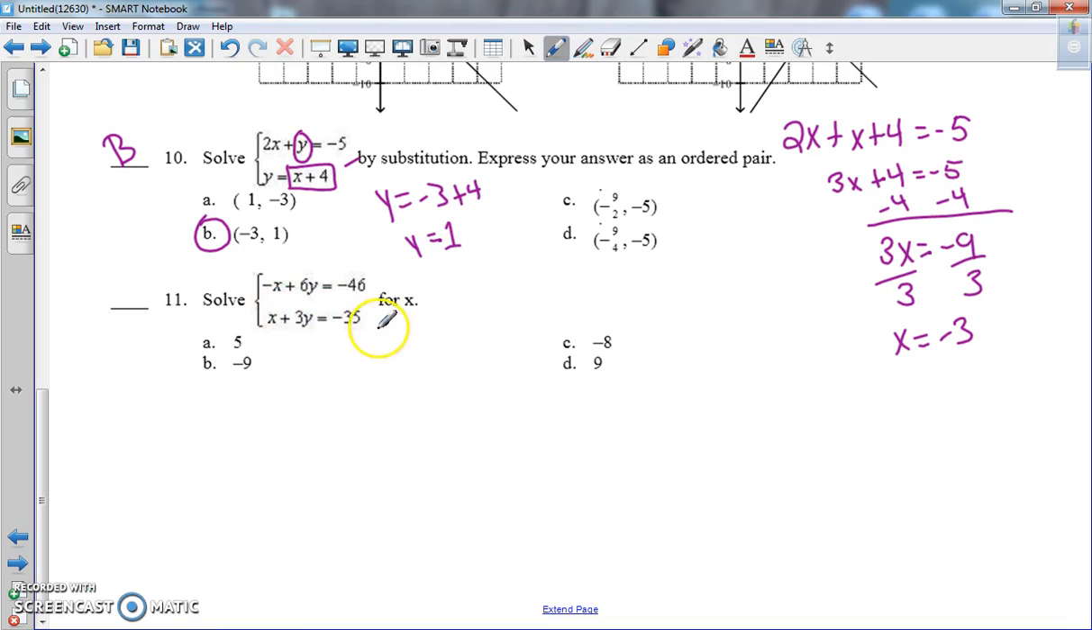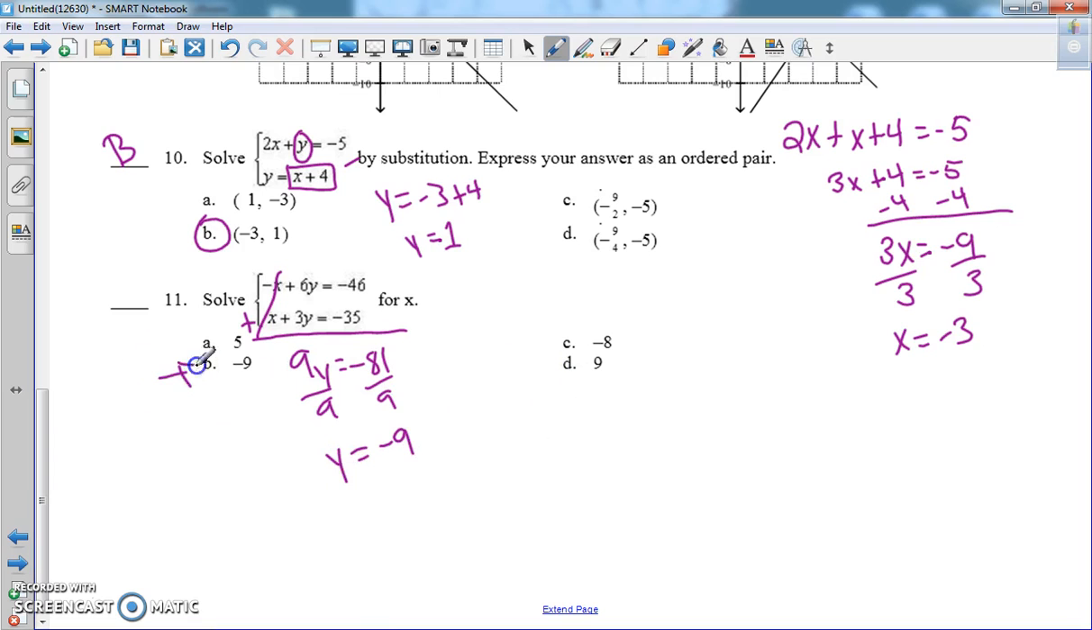Number 11. It says to simply solve for x's and tell you which way you need to do it. I would do elimination just because you have a negative x and a positive x. So when you go to add these equations, it's going to eliminate the x, but you can solve for y and then figure out x easily later. So let's see. 6y plus 3y gives you 9y. And then negative 46 plus negative 35 gives you a negative 81. So you divide by 9, and y is going to equal negative 9.